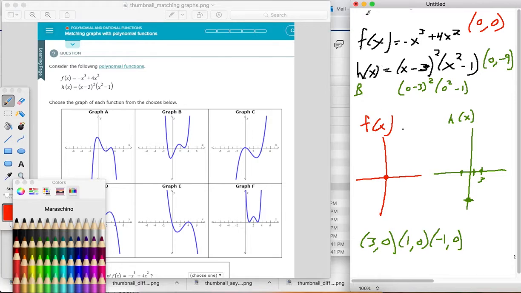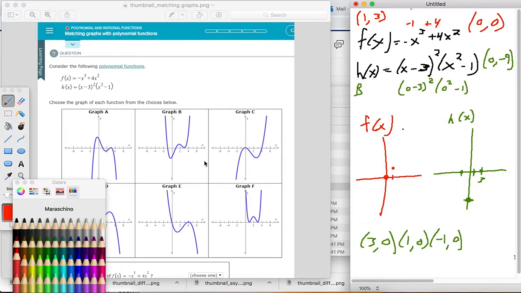You could try finding some other points for f of x. Like if you plug in x equals 1, see what it spits out for y. So 1 to the third is 1, and then put a negative sign in front of it, gives you negative 1. And then 1 squared makes 1. 4 times 1 makes 4. So if you plug in positive 1 here, you should get out positive 3 for a y coordinate. So 1, 3 should be a dot.